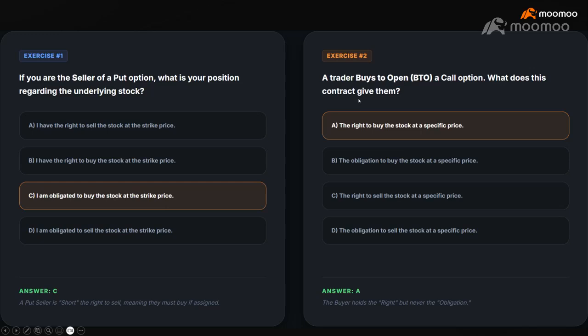So the second one is, traders want to buy to open the call options. Basically, it gives them what? The rights, because it's buy, right. They have the rights, and it's a call option, so they have the rights to buy a stock at a specific price. Okay, all right.